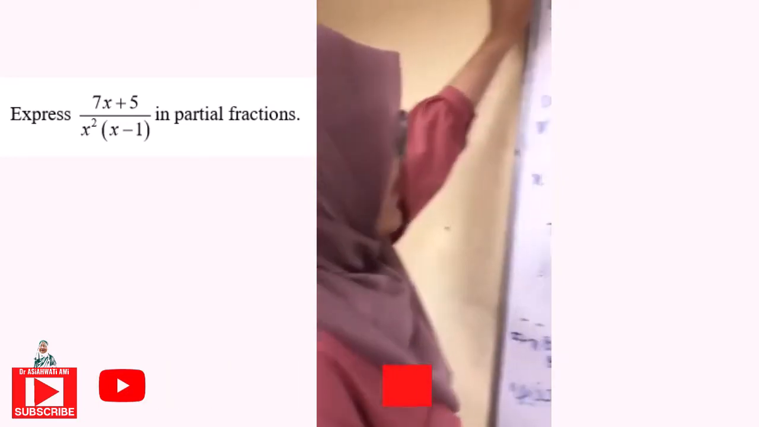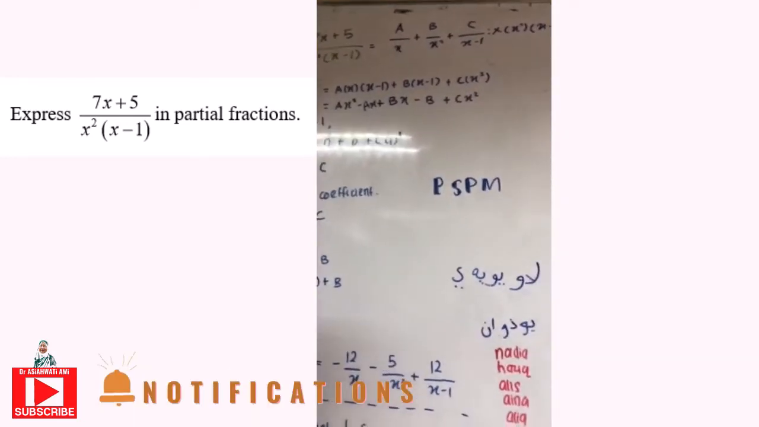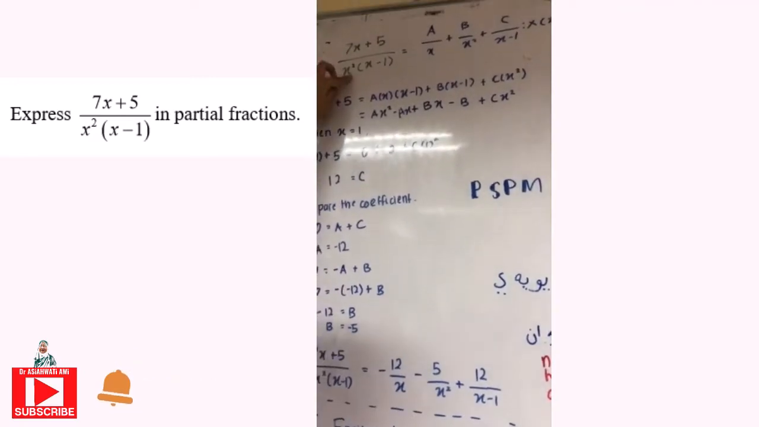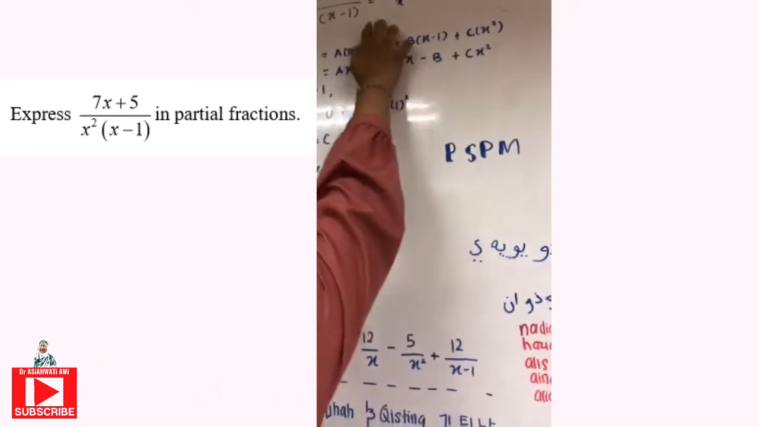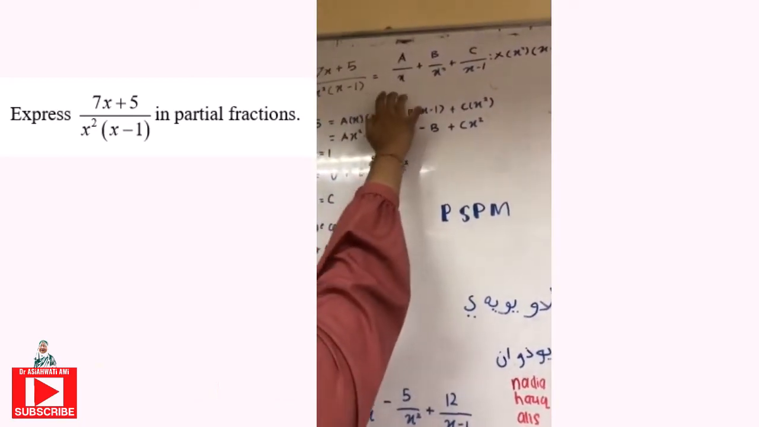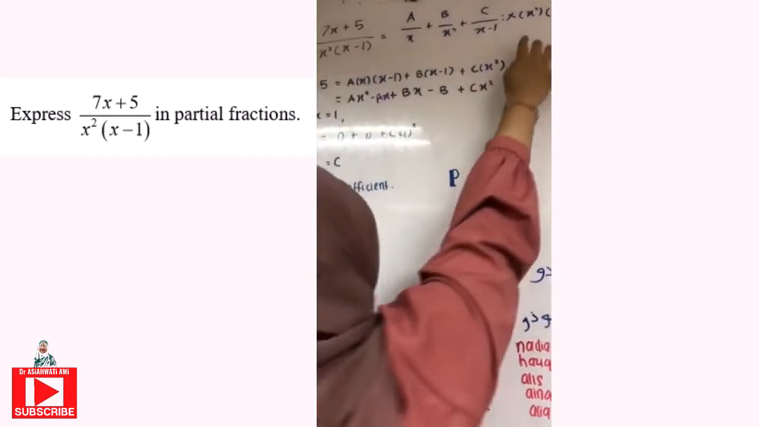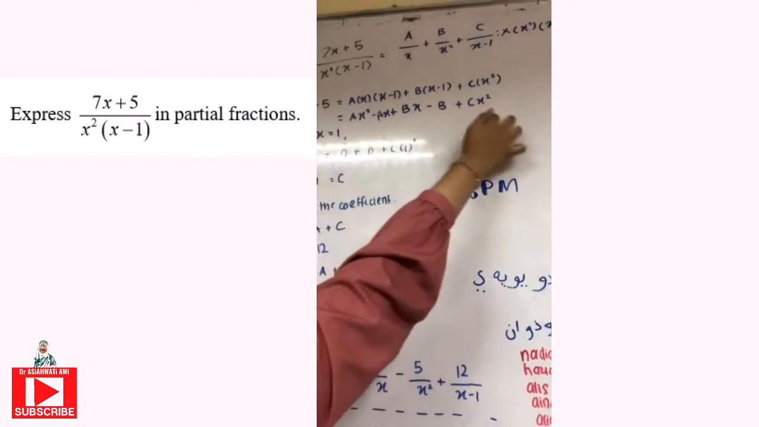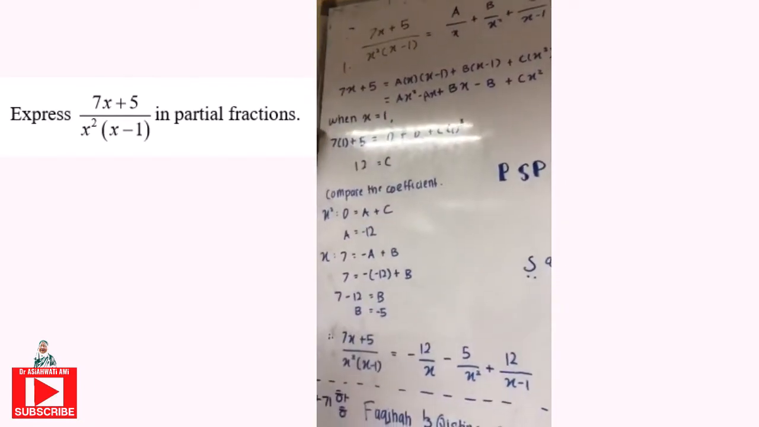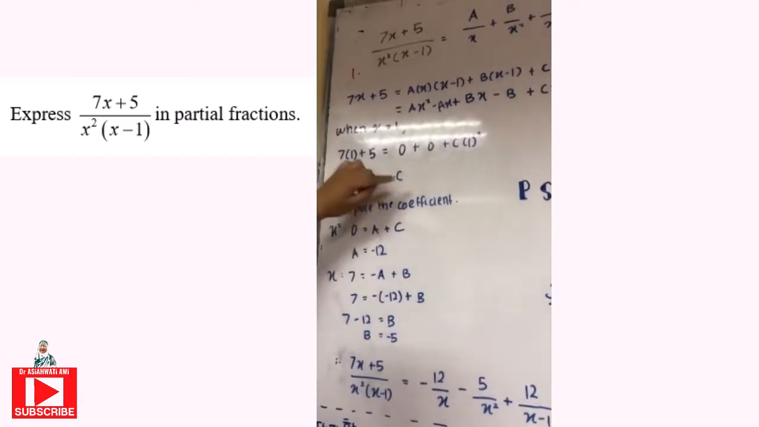Ni soalan nombor 1 SPM, ni soalan dia. Lepas tu ini kita tahu ini denominator dia quadratic factor. Lepas tu kita dia minta dalam partial fraction, so ini dia punya partial fraction. Lepas tu kita multiply dengan ini, so kita dapat ni. So kita expand. Lepas tu kita let x ni equal to 1, ni kita dapat nilai C.